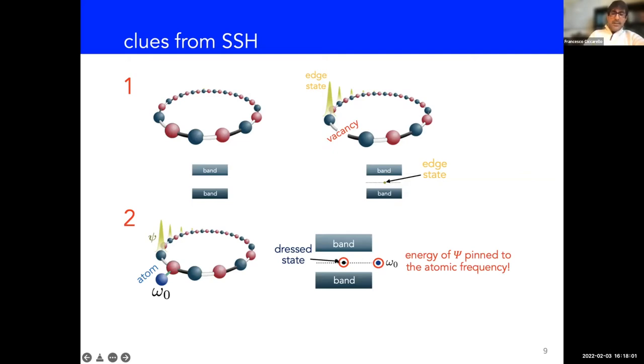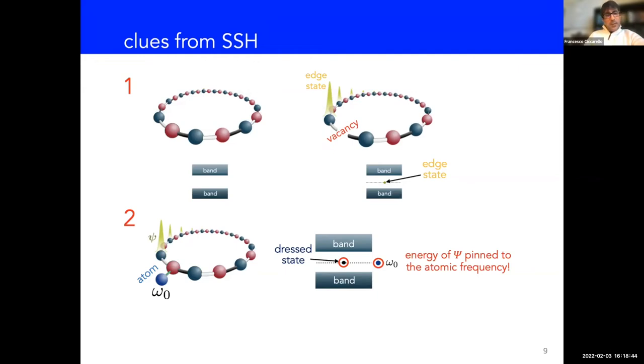Now, remarkably, this takes place regardless of the atom-photon coupling strength. So regardless of the atom-photon coupling strength, you'll get the dressed state occurring just at the same frequency. Its shape, namely its wave function, will be affected by the coupling strength, but it will always be pinned to the same energy as the atom. This is kind of counterintuitive or surprising if you have in mind dressed states from, for instance, the Jaynes-Cummings model, where indeed if you keep increasing the atom-photon coupling strength, then you'll see the dressed state frequency depart more and more from the atom's frequency. So what is going on here?